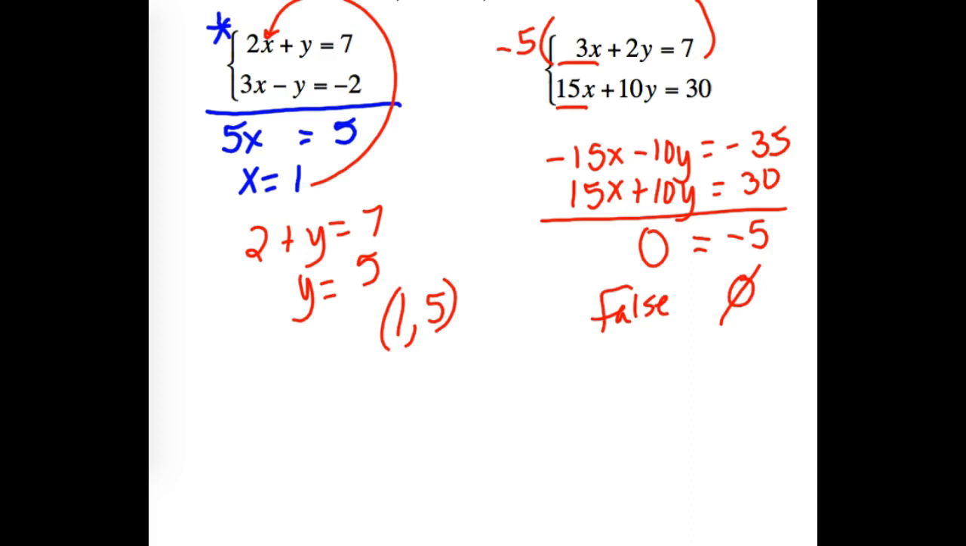What if everything had canceled? In other words, we ended up with 0 equaling 0. Then we say there's infinitely many solutions. Okay?